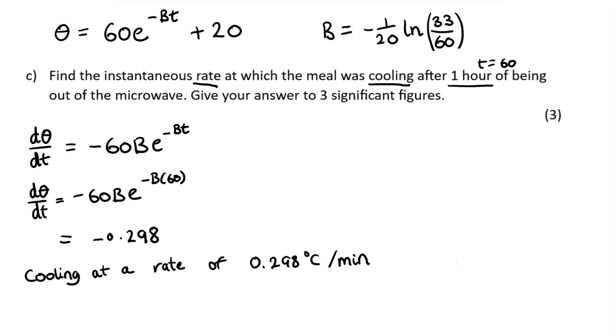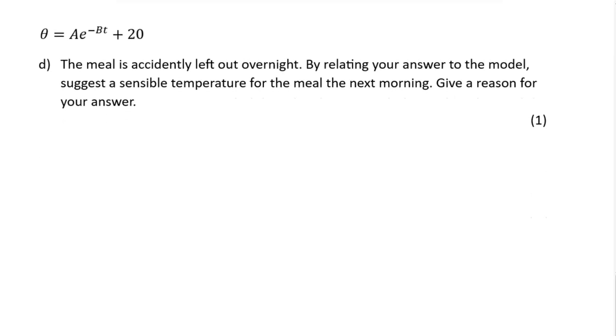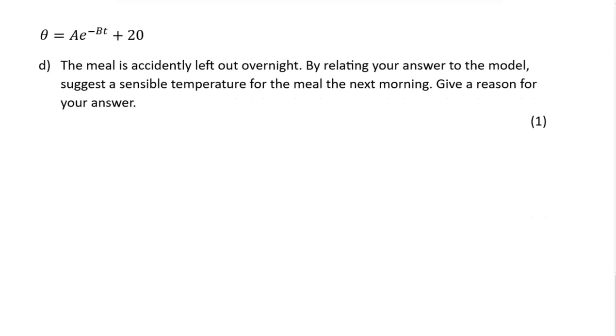Finally, there's a little part D with this question for 1 mark at the end, just testing your knowledge of the model. So I've put there the original equation with the A and the B. To be fair, as you'll see in a second, it's not really going to matter even if we've got the incorrect values of A and B. But the meal is accidentally left out overnight. Oh no. By relating your answer to the model, suggest a sensible temperature for the meal the next morning. Give a reason for your answer.